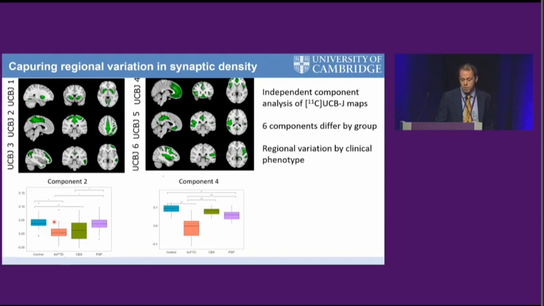To do this, we used an independent component analysis of the concatenated UCBJ maps. Of 10 components, we discarded 3, and 6 of the remaining 7 differed by group. These showed variation not just from controls, but also within phenotypes. In general, synaptic loss was greater in the behavioral variant FTDs, but this was more noticeable in some components. So if you look at component 4, with focus on frontal lobe and the insular cortex, that had profoundly reduced synaptic density in bvFTD, whereas component 2, with a more posterior distribution, had greater loss in CBS and PSP.